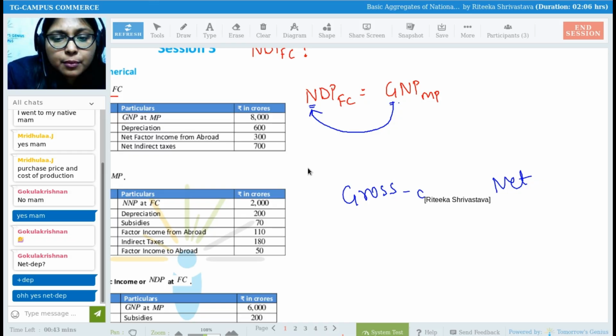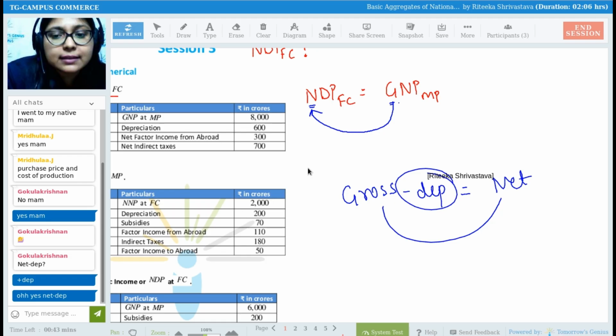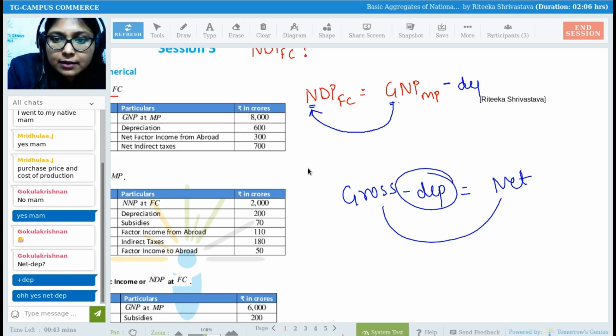So what do we do? Minus depreciation, and then we get the net value. So gross to net, minus depreciation. So you will write over here minus depreciation. Go to the next term now.